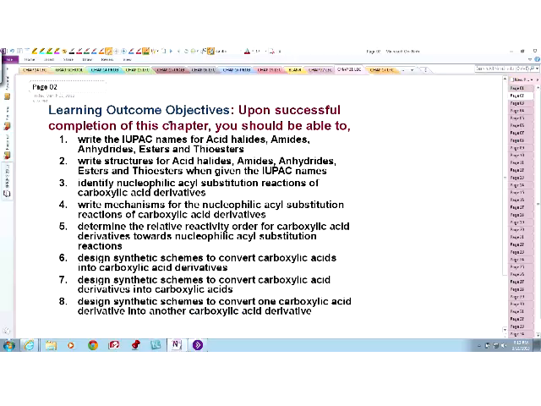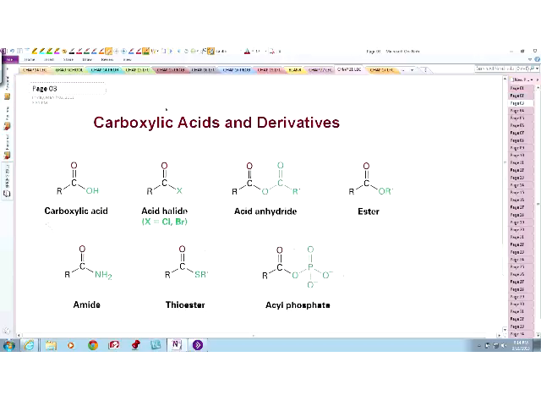Of course, on this next slide, you have a list of learning outcome objectives. This list should guide your study of the content of this chapter, because most of the questions that will be coming to you from our quizzes and exams will be derived from these topics and concepts on this list. So I will advise that you come back here to refresh yourself with regard to how much you have learned in this particular chapter. So at this point, the question will be, what are carboxylic acid derivatives?